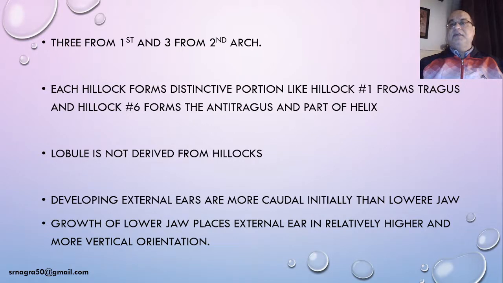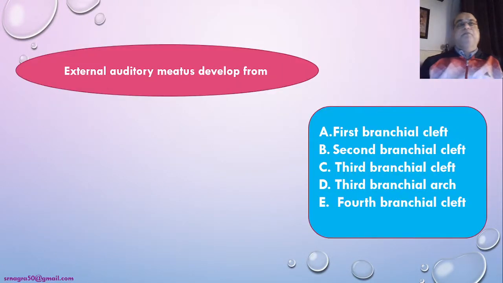So external ear is more caudal initially than the lower jaw, but with the development and growth of the lower jaw, it places the external ear in relatively higher and more vertical orientation. So hillocks, they appear around the first branchial cleft, but itself they are the cartilaginous tubercles which arise from the 3 from the first and other 3 from the second branchial arch.